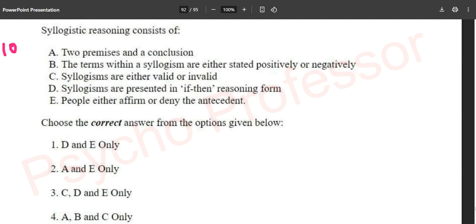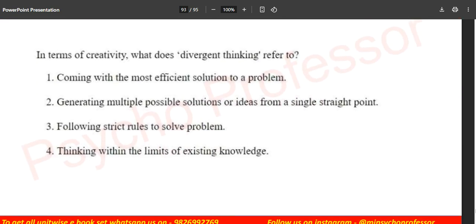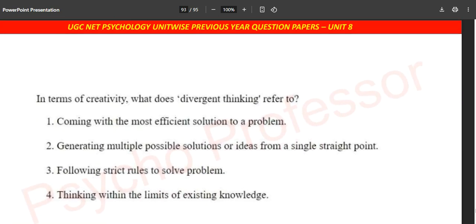Okay, nobody is there to solve 100 out of 100 questions. These questions will come out of nowhere and you will be stranded. Okay, now this one is the next one. In terms of creativity, what does divergent thinking refer to? And this is one of the easiest questions.